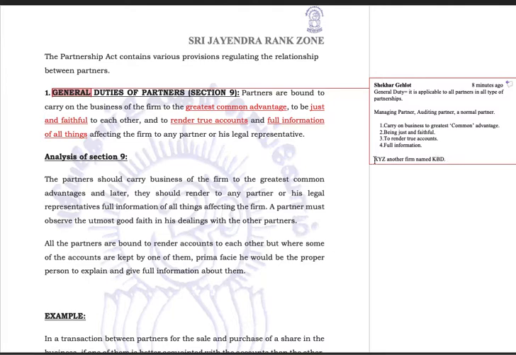So now Z must disclose this to X and Y, that we are doing business with KBD, B is my son. And B also should inform K and D that we are doing business with XYZ firm, Z is my father.